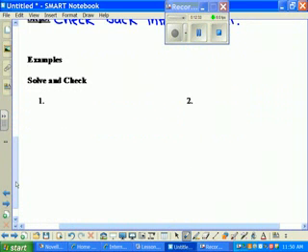Alright, so let's look at the first one. Question 1 says 2x plus 3 equals 15. What am I going to tackle first? Positive. I have to get rid of this addition, right? What's the opposite of addition? Subtraction. I'm going to undo this addition with subtraction, so I have to subtract from both sides, on the left and the right of the equal sign.